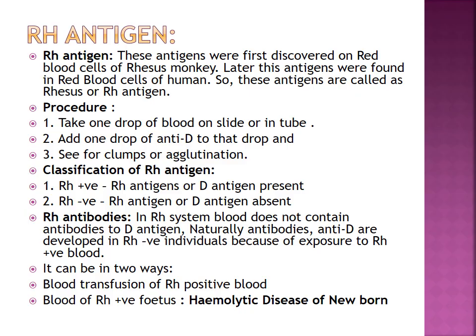Now a little bit about Rh antigen. Rh antigen was discovered in rhesus monkey, and you take 1 drop of blood and 1 drop of anti-D from the kit and look for the clumps. If you see clumps, it is Rh positive. If you see no clumps, it is Rh negative. Natural Rh antibodies are not present. They are immune antibodies. When an Rh negative person gets exposed to Rh positive blood, then there is formation of antibodies, and that is called Rh antibodies. It can be seen in mismatched blood transfusion or hemolytic disease of newborn.